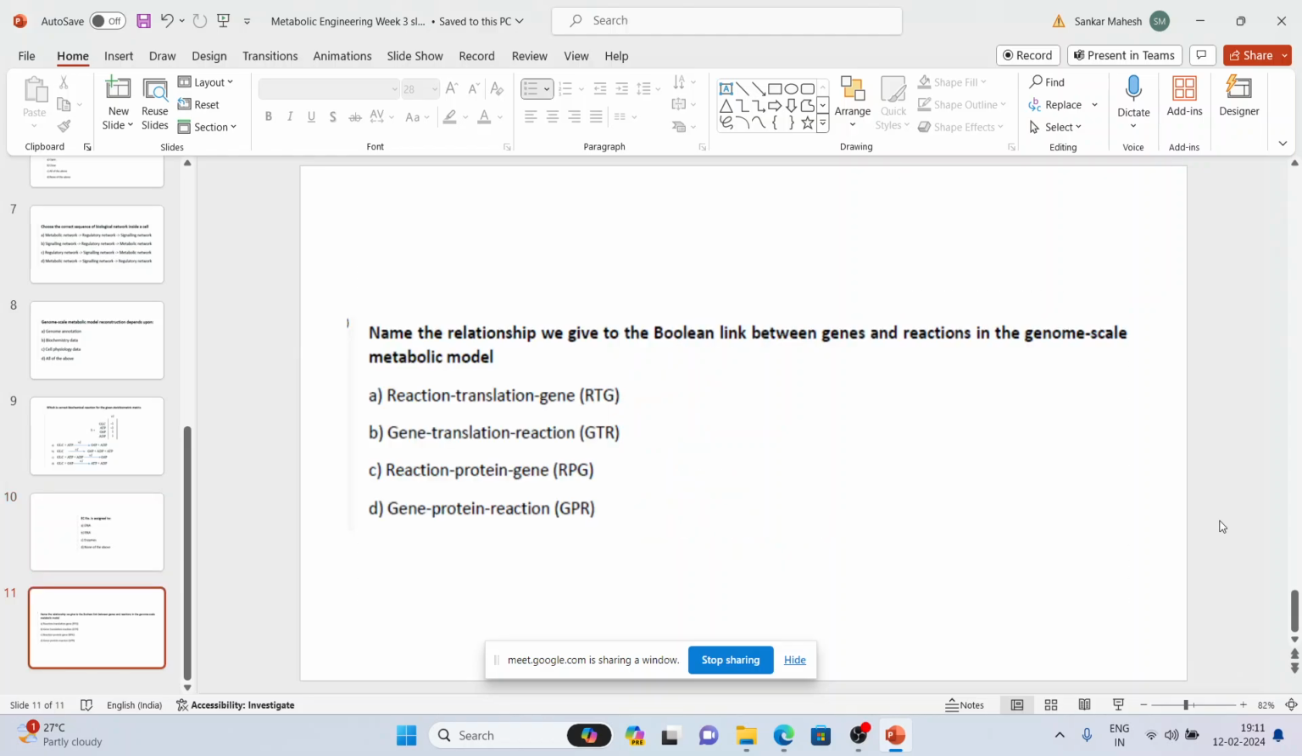Then the next question is, name the relationship we give to the Boolean link between genes and reactions in the genome scale metabolic model. Option A, reaction translation gene. Option B, gene translation reaction. Option C, reaction protein gene. Option D, gene protein reaction. We can just take a couple of minutes and then start answering.